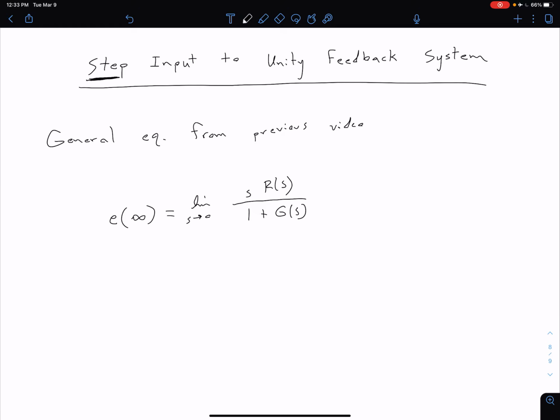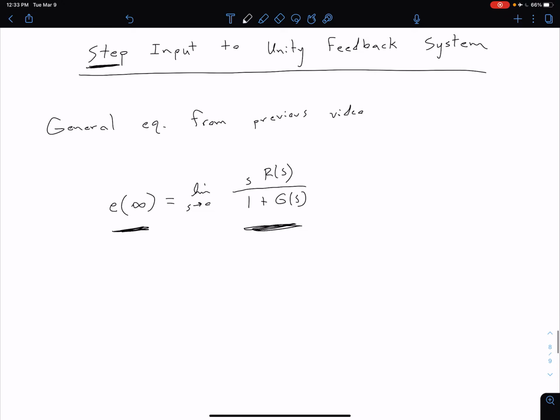I've copied our general equation from the previous video, where we had our steady state error in terms of R(s) and G(s) over here on this side. Now, because we're considering a step input, we can say that R(s) is equal to 1 over s. Because we have that 1 in the numerator, we know this is a unit step. Keep in mind we could have any type of gain, so we would just replace that 1 in the numerator with our gain factor k.